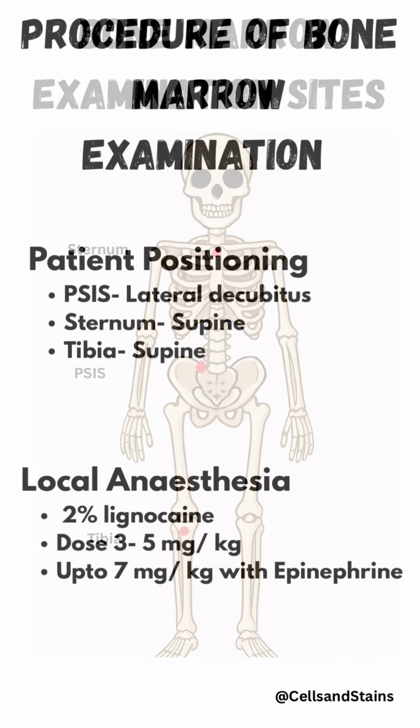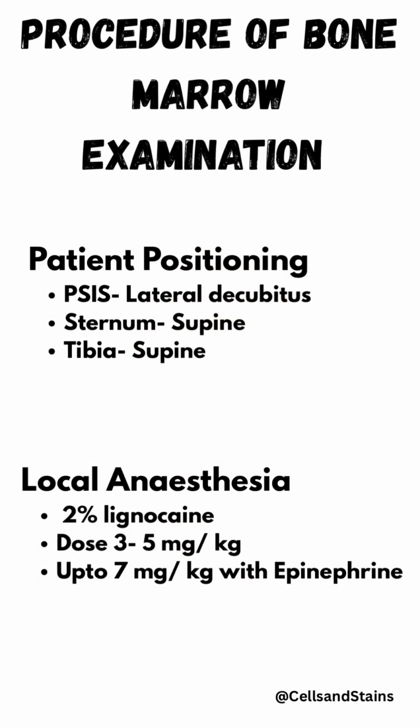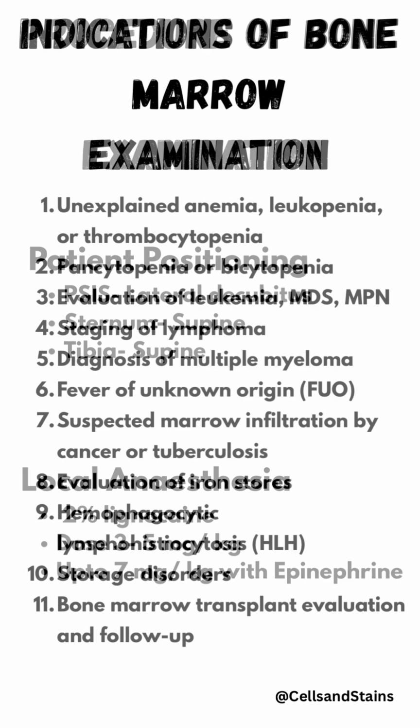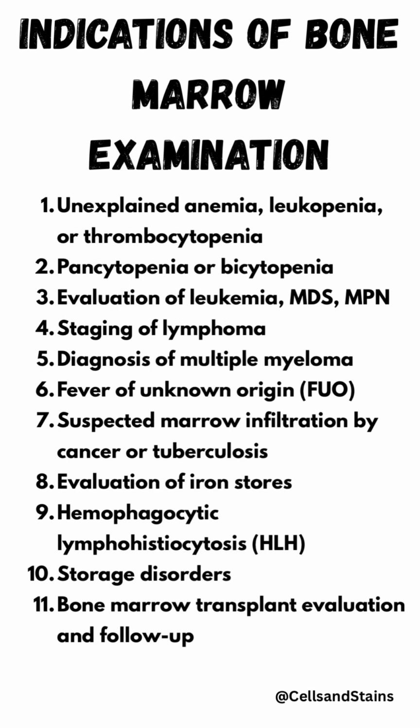To perform the procedure, at first we have to do proper positioning of the patient, and in most cases, the most preferred position is lateral decubitus. After positioning of the patient, we go for local anesthesia. For local anesthesia, we use 2% lignocaine, and the dose will be 3 to 5 milligram per kg. Now let's see what the indications of bone marrow examination are.